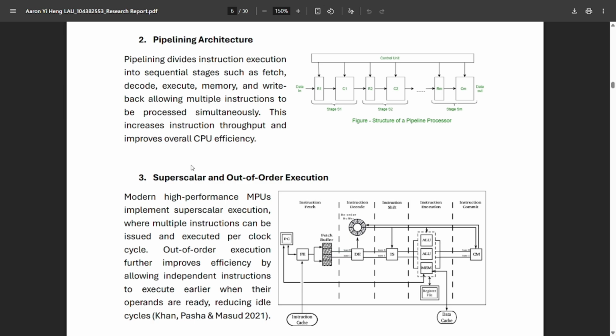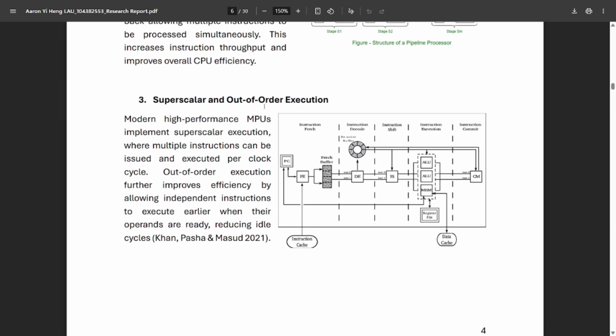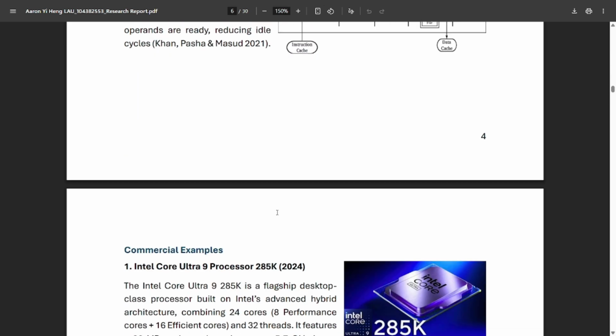The third model is superscalar and out-of-order execution. In this approach, the processor can issue and execute multiple instructions per clock cycle. Out-of-order execution lets independent instructions run early even if previous instructions are still waiting for data. This keeps the processor busy and reduces wasted cycles. This architecture design enables modern MPUs to run advanced operating systems smoothly, support heavy multitasking, and achieve high overall efficiency.